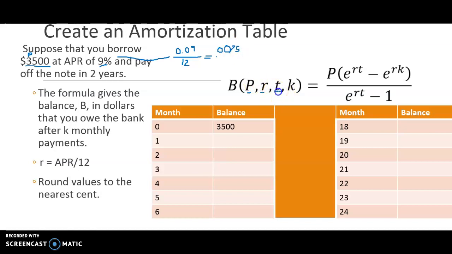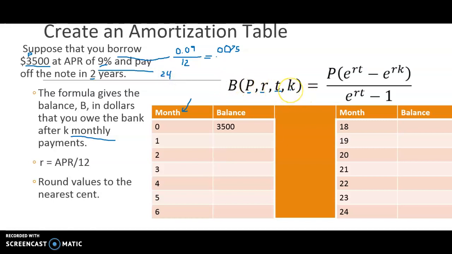Next thing is T. T stands for time. The time here looks like 2 years, but when I look further, the formula is dealing with months, and I see that as well here with the monthly payments. So 2 years is going to be 24 months.